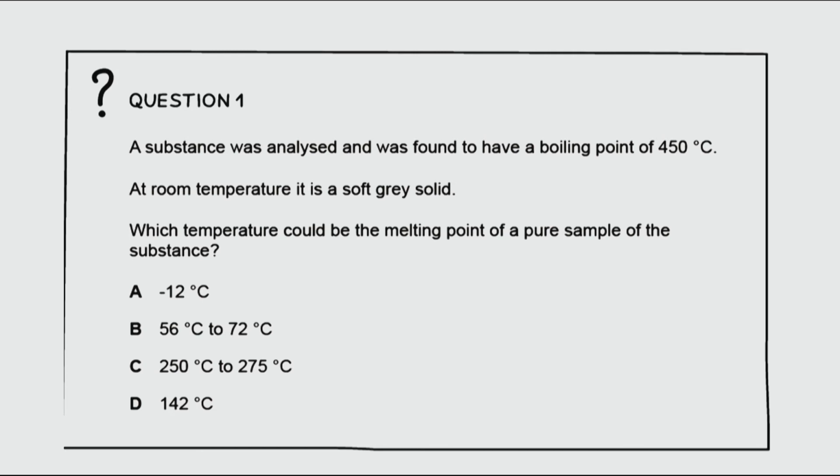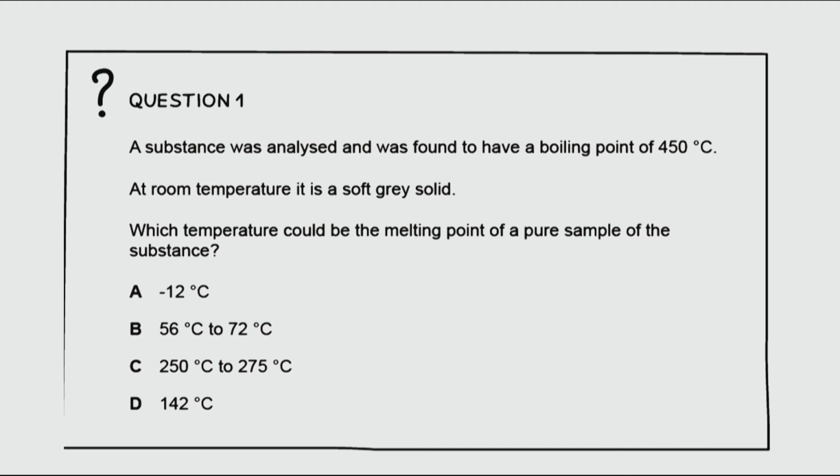For these questions, you need to identify key information. The first part of the question says the substance has a boiling point of 450 degrees Celsius. So this is key information. The boiling point of that substance is 450 degrees Celsius. Therefore, above 450 degrees Celsius, the substance is a gas, and below 400 degrees Celsius, the substance is a liquid.